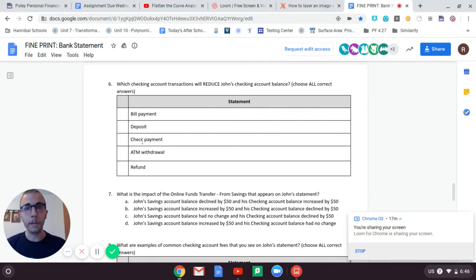What about a check payment? Again, that's what we were looking at before with check 409. If you pay off something with a check, your checking account balance will go down. ATM withdrawal? Yes. Again, if you're withdrawing money, you're taking money out, that reduces your balance.